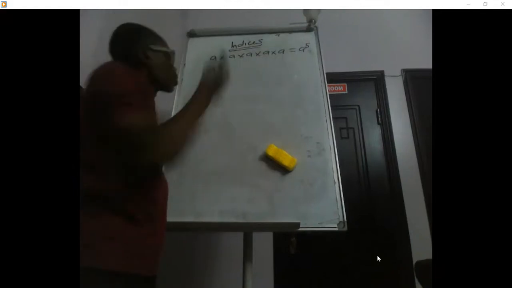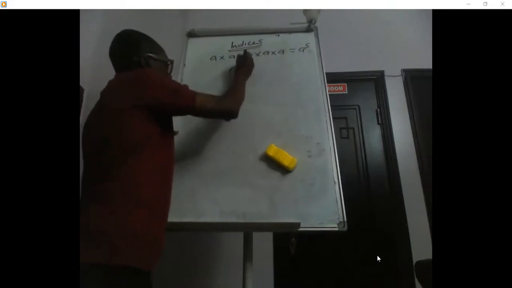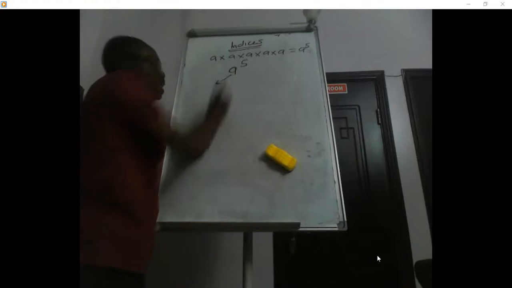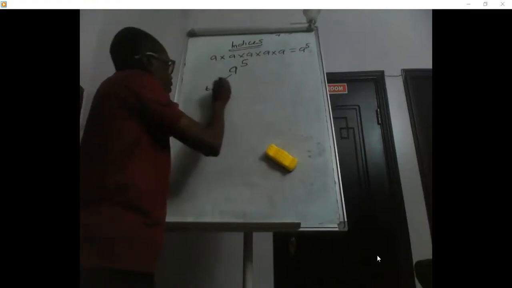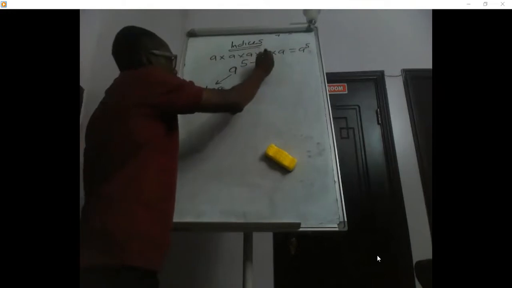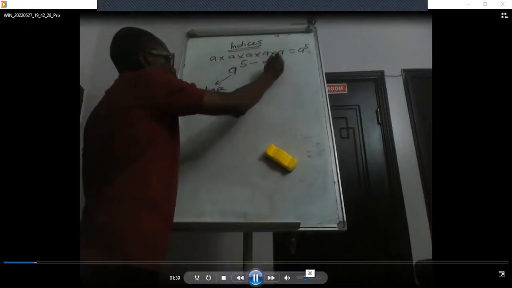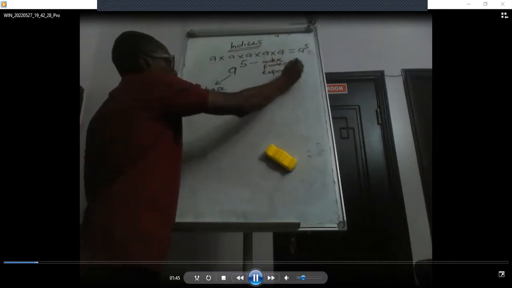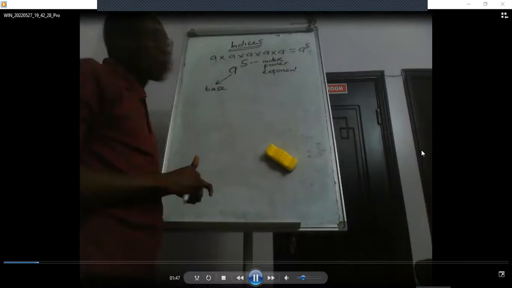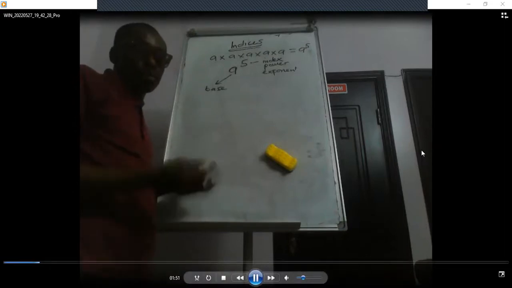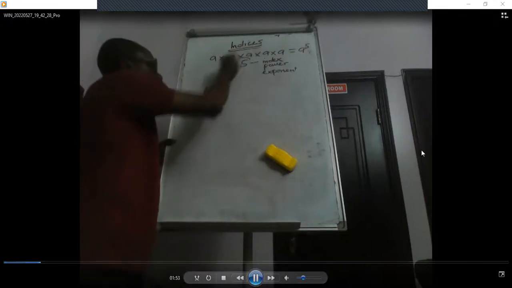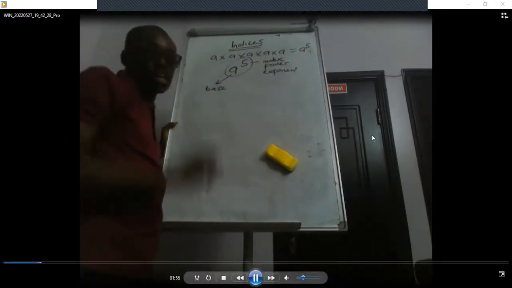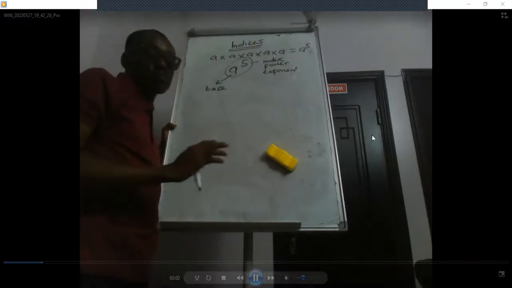So this is the index form. The A in the index form is called the base, while the 5 is called the index, also called the power or exponent. So 5 is the power, can also be called index, can also be called exponent. So if you want to call this A5, you can call it A raised to power 5, A raised to index 5, A raised to exponent 5.